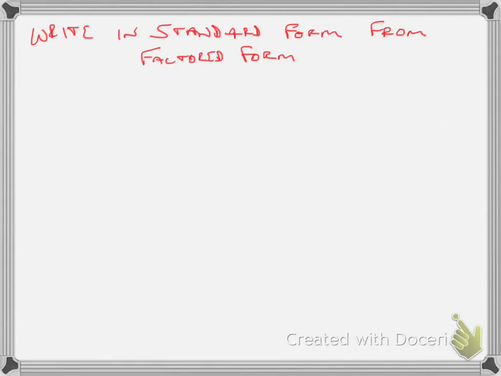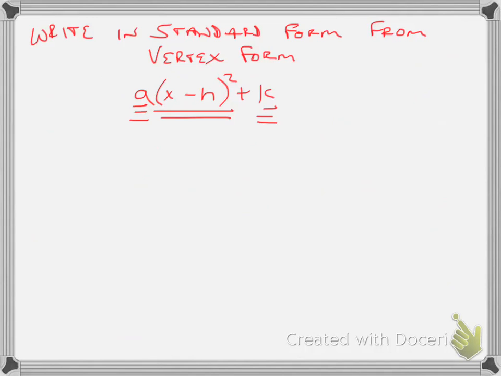Write in standard form from factored form. Write in standard form from vertex form. You should be able to write it from factored form as well, but from standard form, or from vertex form, more importantly. Do your order of operations. Factor or multiply out the parentheses, square that binomial, then distribute the a, then add the k.